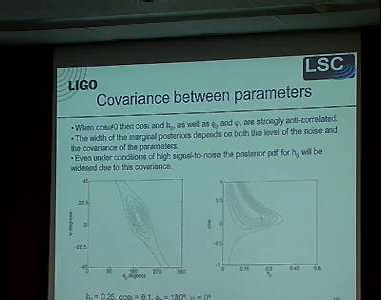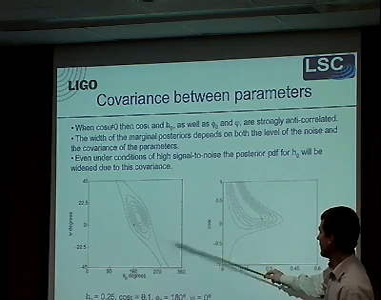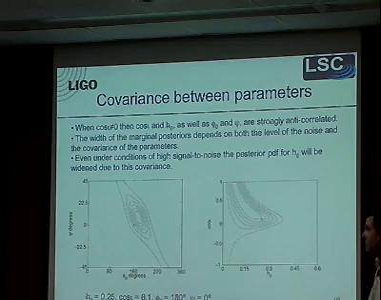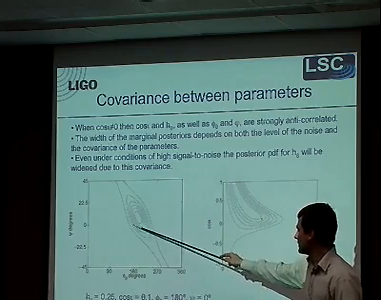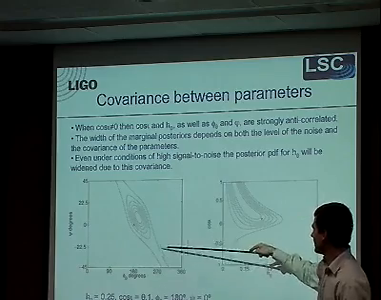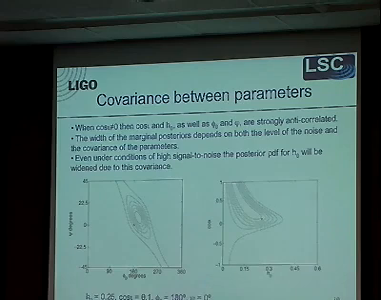Cos iota, the orientation of the pulsar, and the amplitude of the signal are strongly correlated when cos iota is not equal to 0. And so even under conditions of high signal to noise, the posterior for H naught can be widened due to this covariance. So this is just an example, and also the polarization angle and the phase are highly anticorrelated. So this is an example of an injected signal at 0 and 180 degrees, and you can see the equal probability lines in this joint posterior. And the same here for cos iota and H naught.